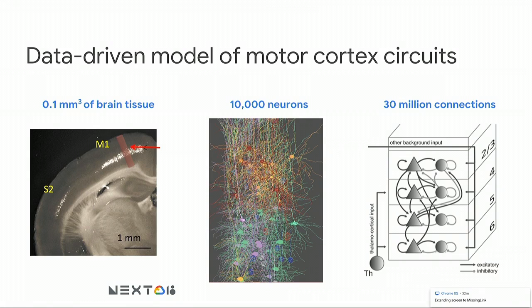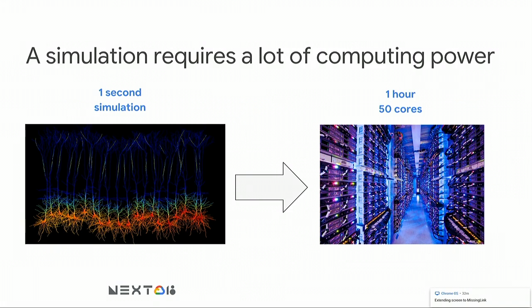These connections are based on experimental data. They depend on the cell type and on the layers where they are positioned. They have inputs from other regions. Using this model, we can check how information is processed and encoded in these circuits, and we can also test all these different drugs and treatments. As an example of how much computing power this requires, 1 second of this simulation with 10,000 neurons and 30 million connections requires around 1 hour on 50 cores of the supercomputer.